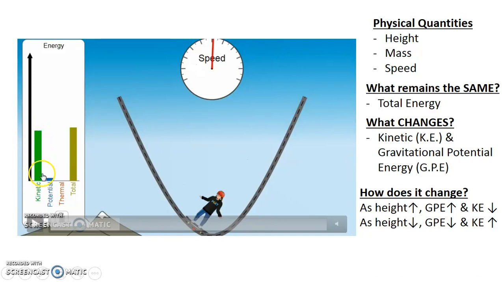What is kinetic energy? Kinetic energy is related to the speed. You can see the speed. Just now it was zero when the skater was all the way high up in the ramp. Right now, when it's all the way at the bottom, the speed is at a maximum. That's why the kinetic energy is also at a maximum.